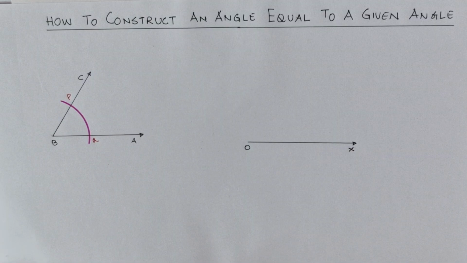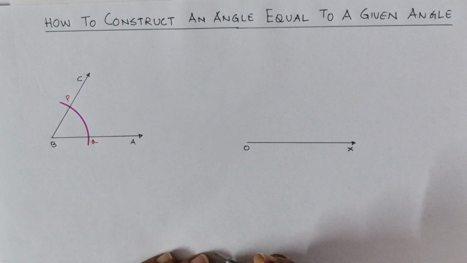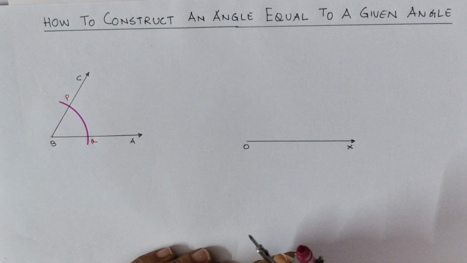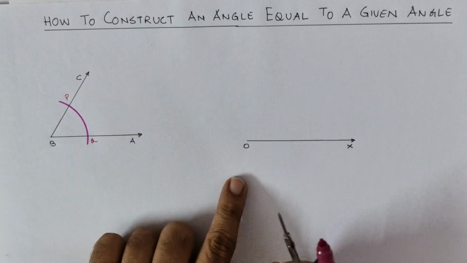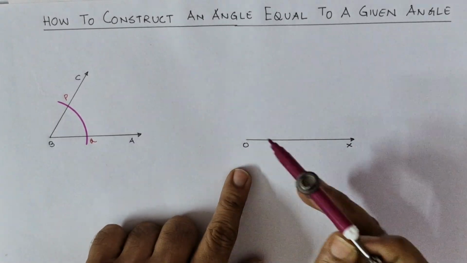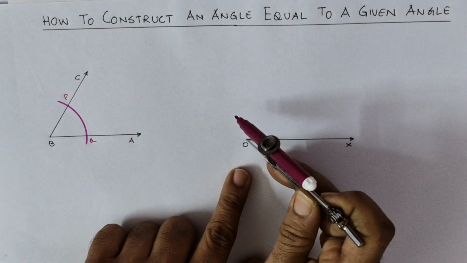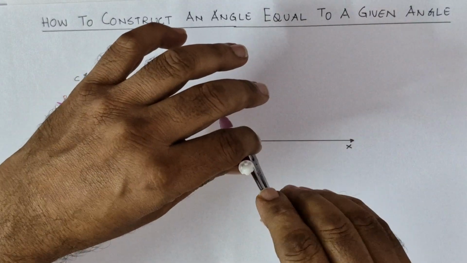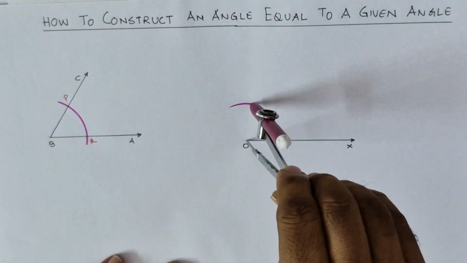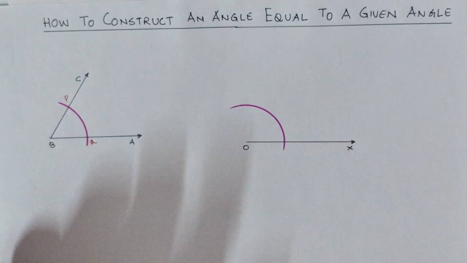Now the thing is, without changing the radius of the compass, now put the pointer into the new vertex O, right, and draw a similar arc here. So you've drawn it.